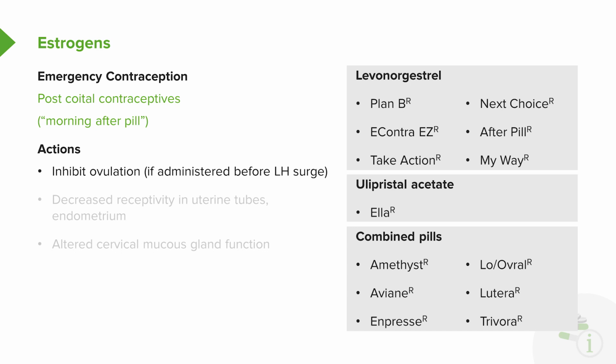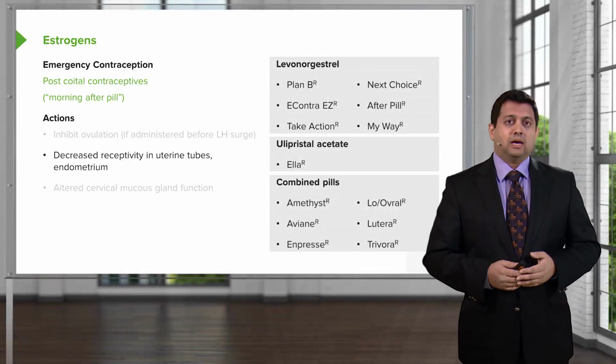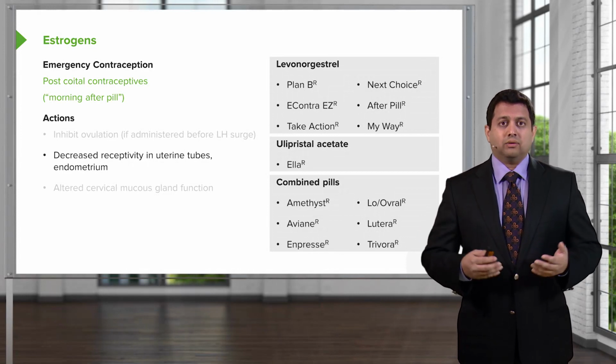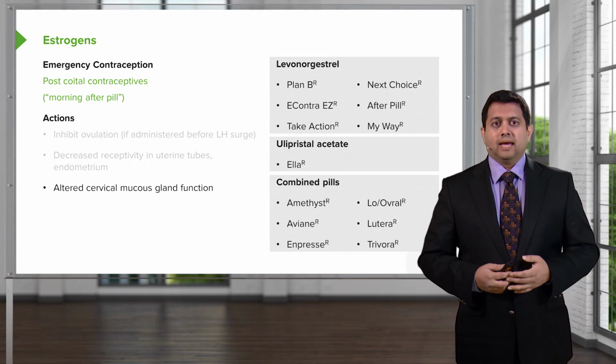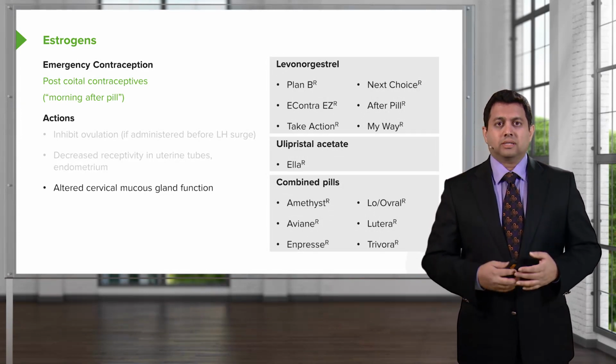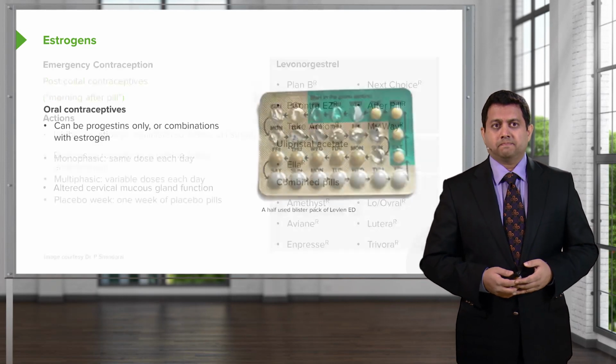Now, of course, ovulation inhibition is only relevant if these medications are administered in the first half of the cycle before the luteinizing hormone surge. There is also decreased receptivity of a zygote in uterine tubes and in the endometrium when you take these medications, and there is altered cervical mucus gland formation that also reduces receptivity.